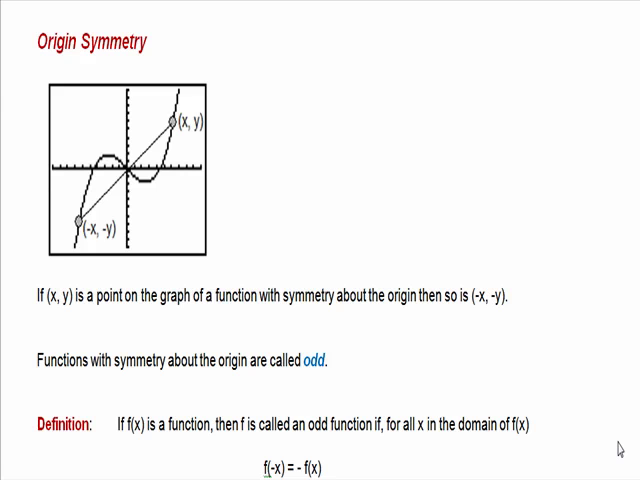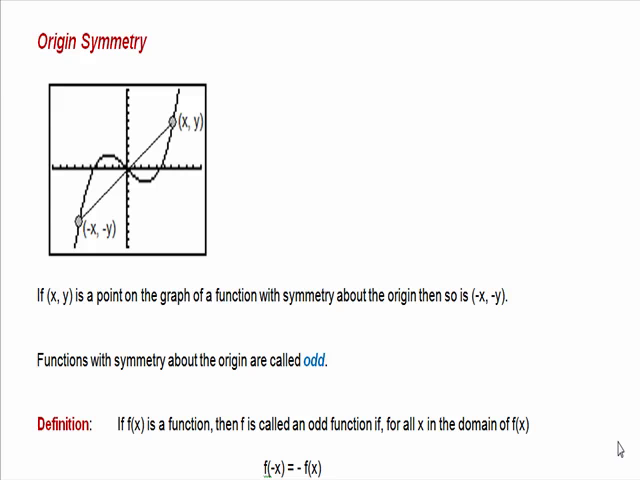(x, y) is a point on the graph of the function with symmetry about the origin, then so is the point (negative x, negative y). So in this particular case, we would have pairs of points, and those pairs would have to be so that we have (x, y) on the graph, and we also have (negative x, negative y) on the graph for every single point.